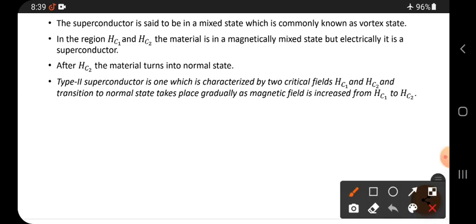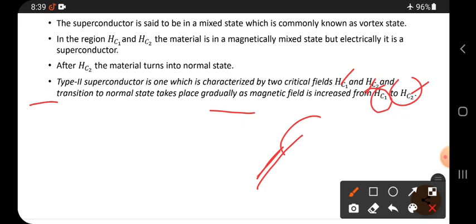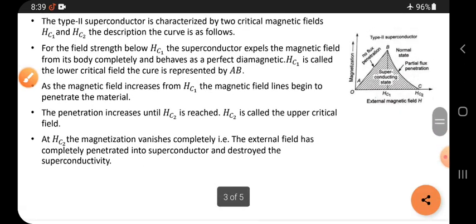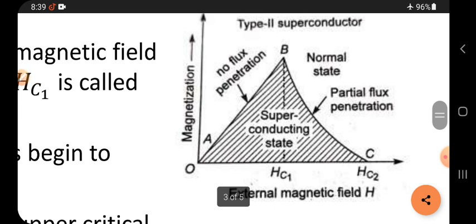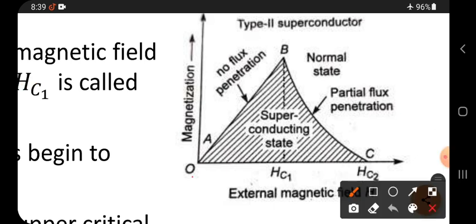A type 2 superconductor is one which is characterized by two critical fields, Hc1 and Hc2, and a transition to the normal state takes place gradually as the magnetic field is increased from Hc1 to Hc2. Okay, so this is a type 2 superconductor, from Hc1 to Hc2. What happens? Slowly, the magnetic field increases through the substance. In the diagram it is clearly shown: as we increase the magnetic field, the penetration slowly increases.